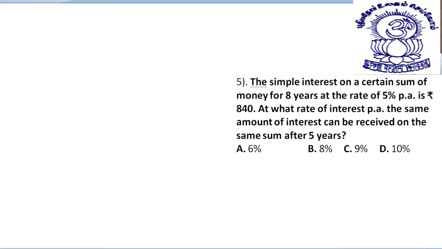Let's say we have a fixed principal P. The simple interest on a certain sum of money for 8 years at 5% per annum is 840. We are given I1 is equal to I2, in both cases it is 840 rupees. I repeat again, the simple interest on a certain sum of money for 8 years at the rate of 5% per annum is 840. Let's say this principal is X.